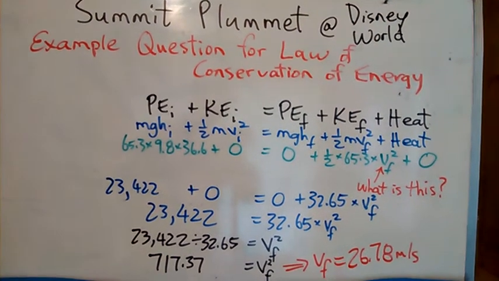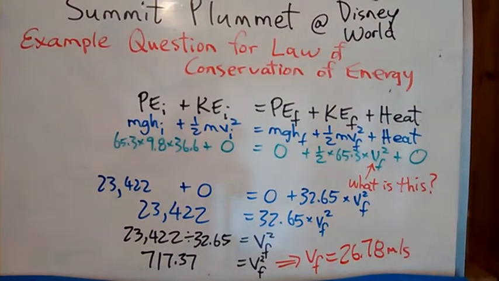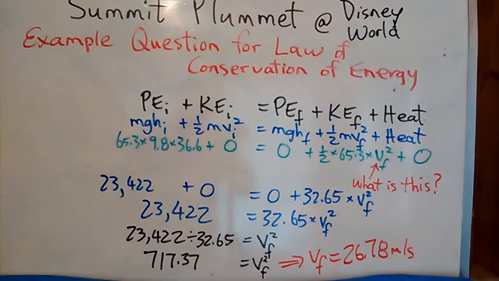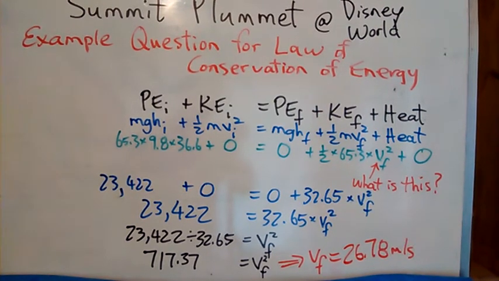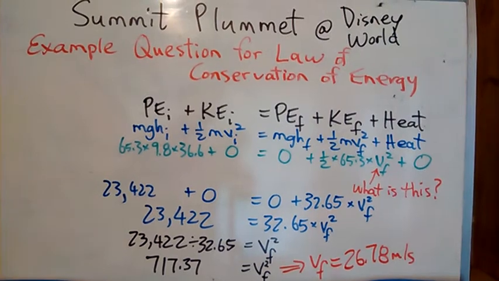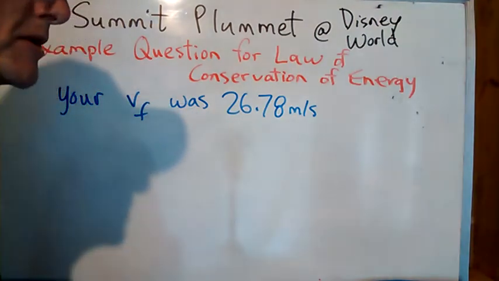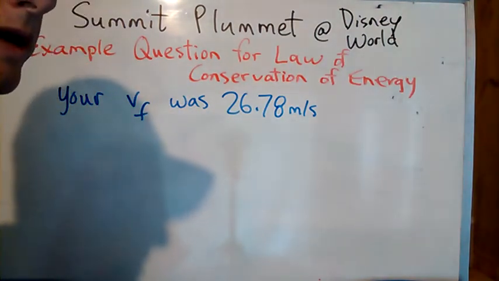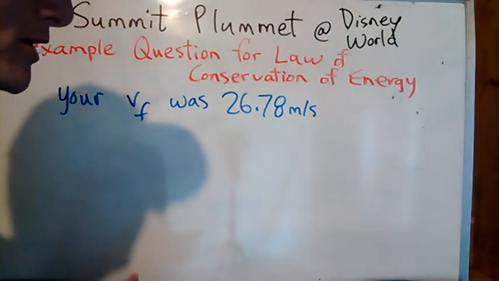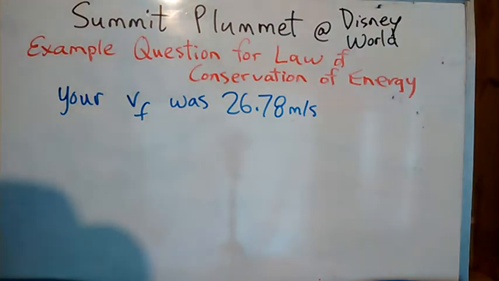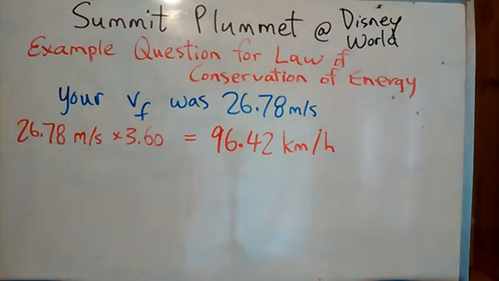Finishing up the calculation, we end up getting a final speed of you on the water slide at the bottom, just before you hit the water, the big water pond, of 26.78 meters per second, which is pretty remarkable. In fact, your speed is so remarkable, 26.78 meters per second, it's faster than you can run. The fastest human is around 10 meters per second. And that's a lot faster. We'll find out what it is in kilometers per hour in just a sec. And we get a speed of 96.42 kilometers per hour, which is about your speed on the freeway.